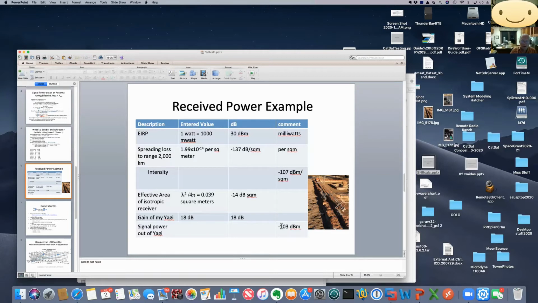So we have signal power here, and now we're going to go find the noise power. But before I do that, I should stop and ask if there are any questions. No, I'm with you. Okay.